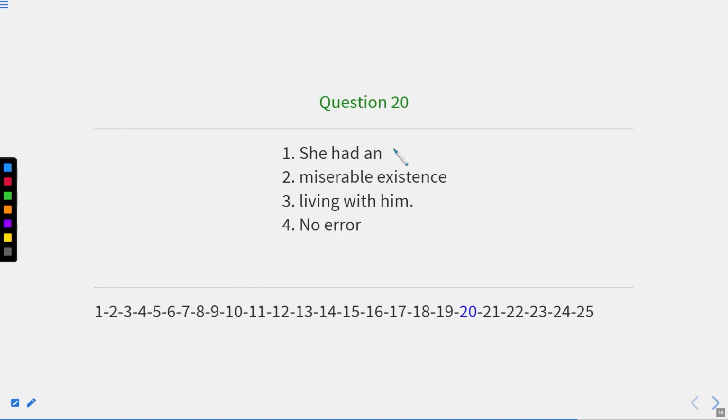Now let us move to the next one. She had a miserable existence living with him. Now, miserable, this word is actually beginning with a consonant sound. And if it is beginning with a consonant sound, we need to put A before it, not N. So this N should be replaced with A. So the answer will be had a miserable. So the correct sentence will be she had a miserable existence living with him. Now let us move to the next one.